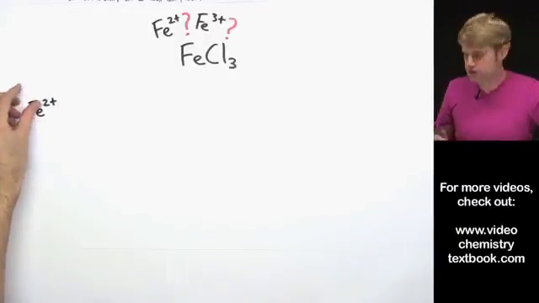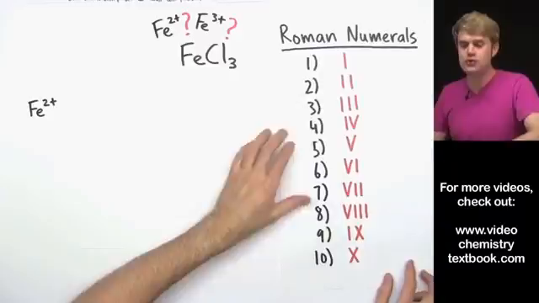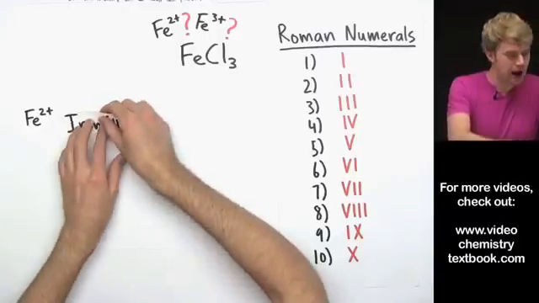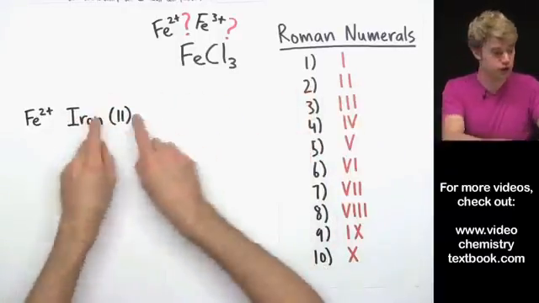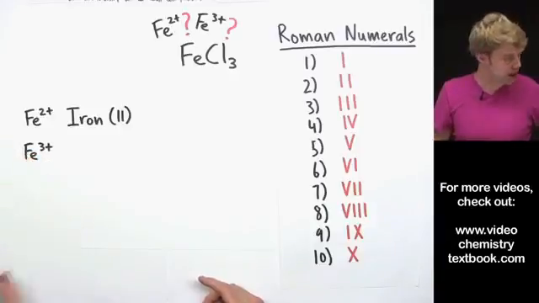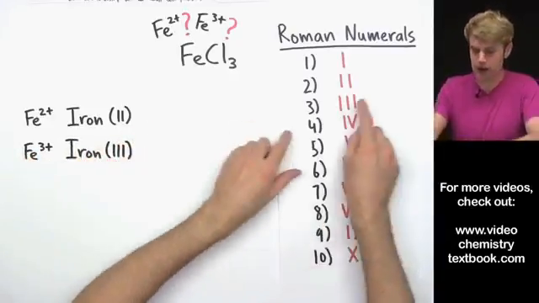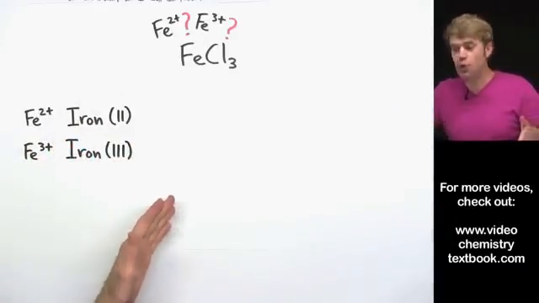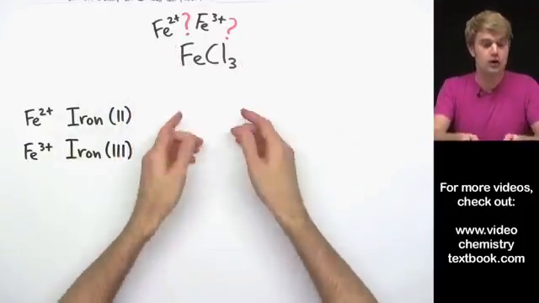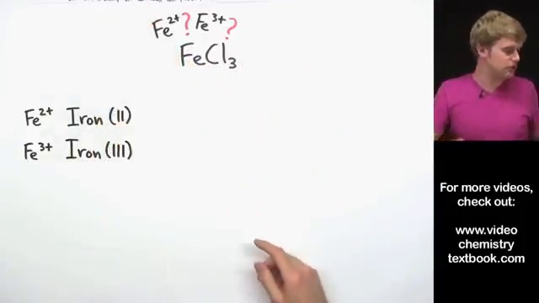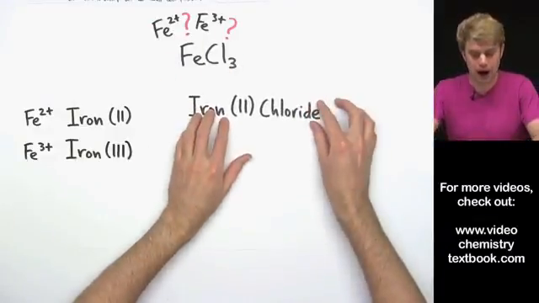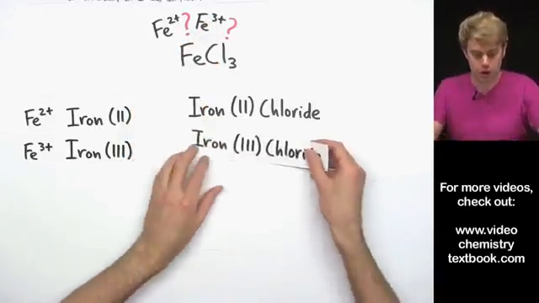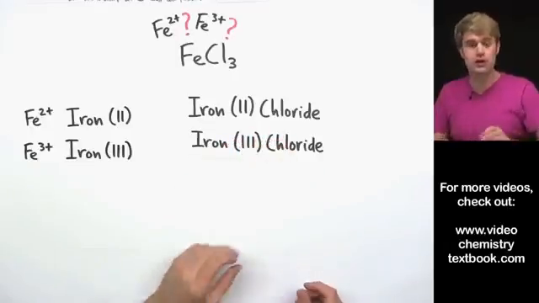Now, we can distinguish between these two ions by using Roman numerals to give them different names. The Fe2+ ion, we call iron 2, with the Roman numeral for 2 in parentheses. The Fe3+ ion, we call iron 3, with the Roman numeral for 3 in parentheses. We'll use these ion names when we want to name the whole compound. So if the Fe here turns out to be Fe2+, we'll call this compound iron 2 chloride. And if this iron is iron 3+, we will call the compound iron 3 chloride.